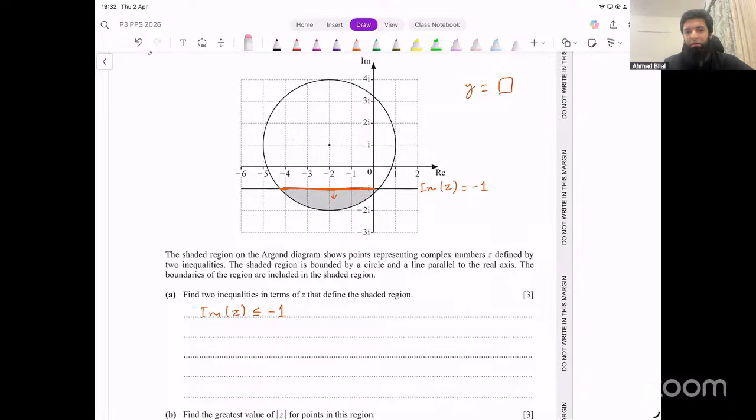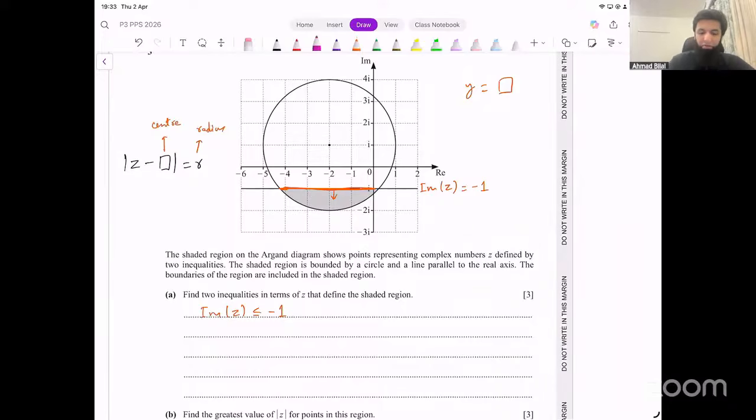Remember, we need to know what the format of the equation of a circle is in complex numbers as well, right? On an Argand diagram, the standard form for the equation of a circle is written like this: |z minus something| equals r. That's the form that we've got for the equation of a circle, in which this point represents the center of the circle and this represents the radius of the circle.